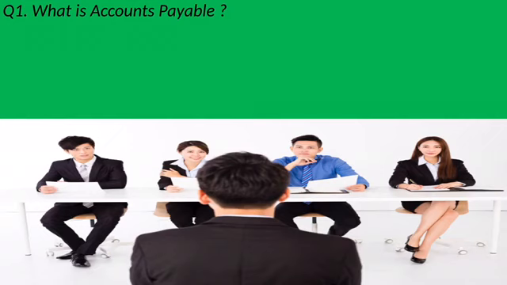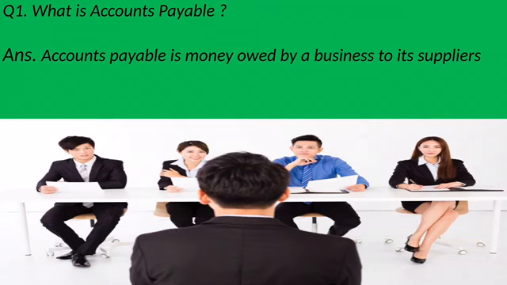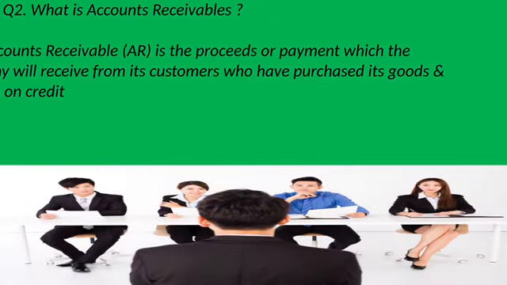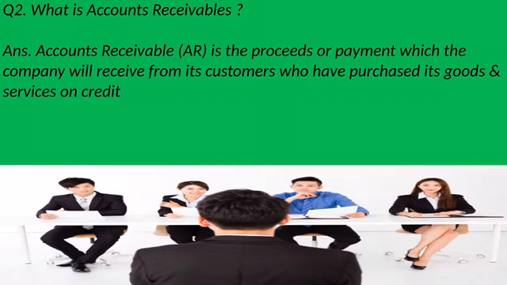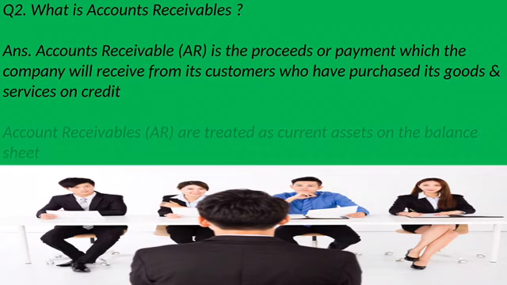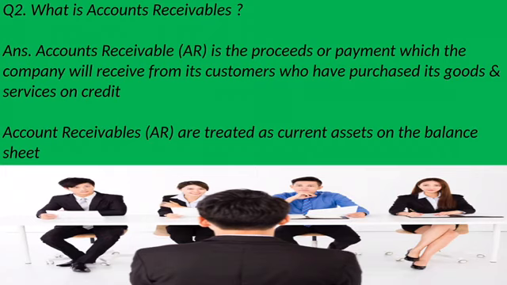What is accounts payable? Accounts payable is money owed by a business to its suppliers. It will be shown as a liability on a company's balance sheet. What is accounts receivable? Accounts receivable is the proceeds or payment which the company will receive from its customers who have purchased its goods and services on credit. Accounts receivable are treated as a current asset on the balance sheet.